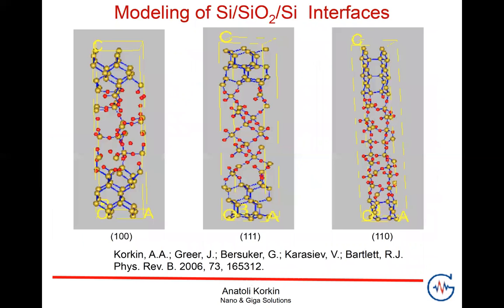Here is another example, silicon oxide interfaces, which are a major element of transistors. In our study, we did calculations of the silicon oxide interface with different types of silicon surface: 100, 111, and 110.